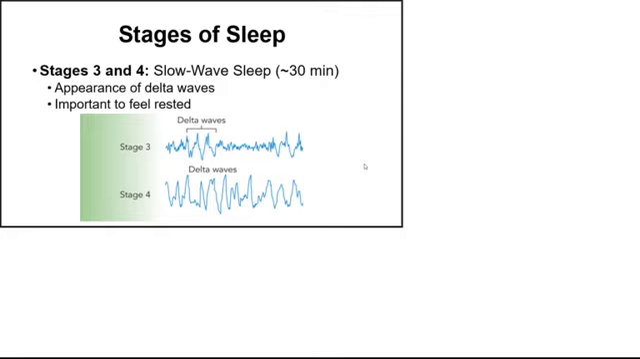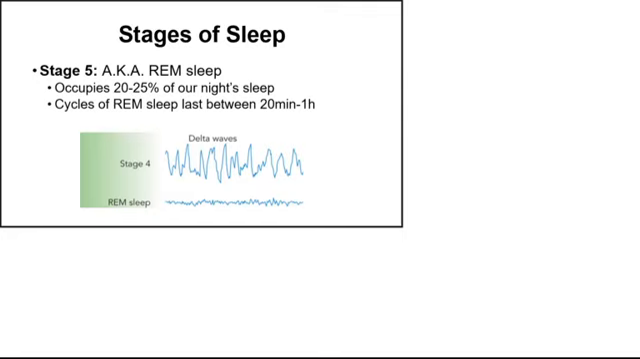So we'll come from stage 4 to stage 3 to stage 2, and then instead of going back to stage 1 and waking up, we're going to go into stage 5, which is called REM sleep. REM stands for rapid eye movement, and that's because this stage is typically identified by the fact that our eyes move rapidly. Despite the fact that most of our body has the muscles paralyzed so that we can't move around in our sleep, our eyes start moving for this stage in particular. About 20 to 25% of our total night's sleep is spent in this stage.